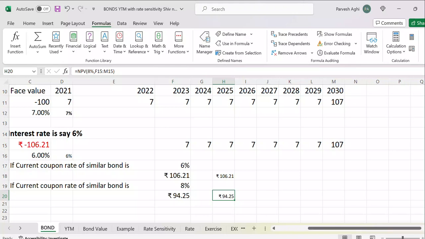So the price of this bond, which carried a coupon rate of 7%, whereas the current interest rate is 8%, should be selling at a discount. How much? 94.25. As against that, if the interest rate has gone down from 7 to 6%, then the bond price should be 106. Because when the interest rates come down, the bond prices go up. And when the interest rates go up, bond prices come down, and the other way around. Both ways I said the same thing. Okay. Is that okay? Okay.